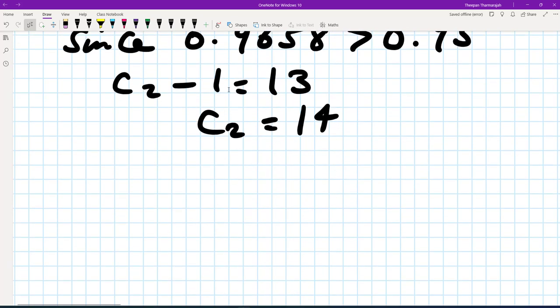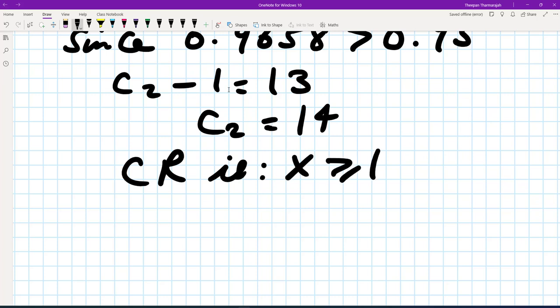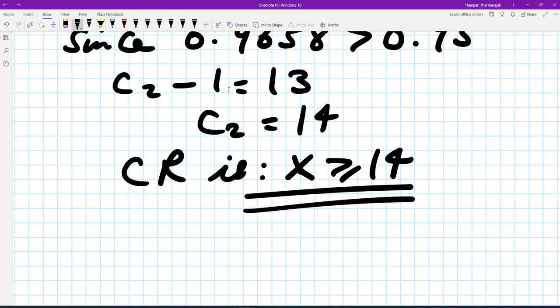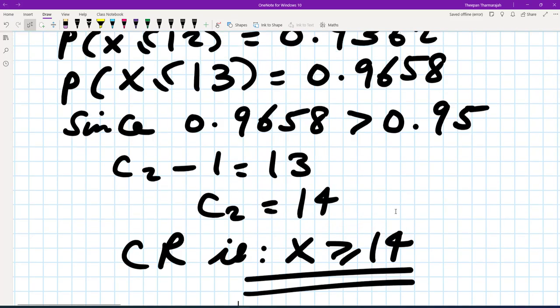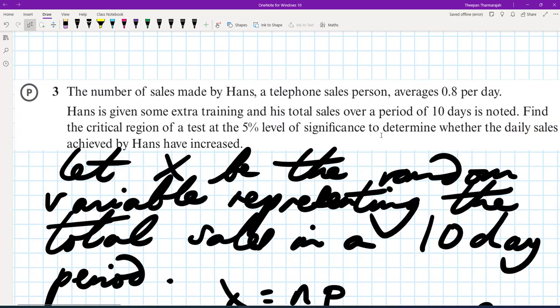So the critical region is X is greater than or equal to 14. So let's see what else the question asks. And that's it. So we found the critical region.